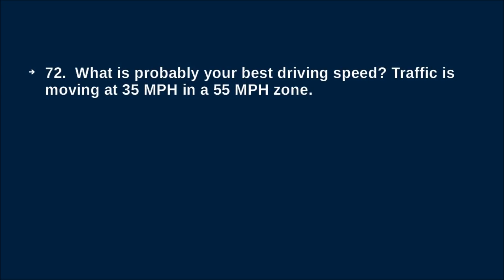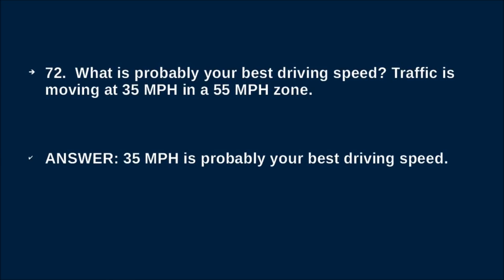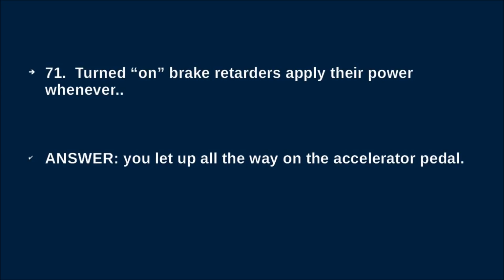What is probably your best driving speed? Traffic is moving at 35 miles per hour in a 55 mile per hour zone. 35 miles per hour is probably your best driving speed. Turned on brake retarders apply their pressure whenever you let up all the way on the accelerator pedal.